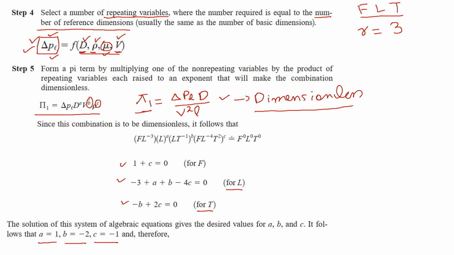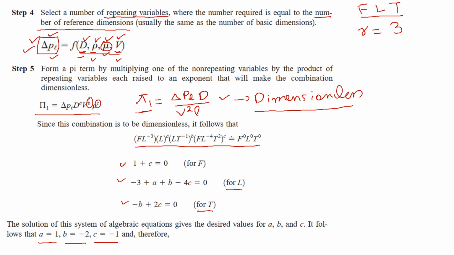We also need to find another pi term, and we will repeat the same procedure for finding pi 2. We will take our next non-repeating variable, and the next non-repeating variable is our viscosity, and we will multiply it with our repeating variables, that is our diameter, density, and velocity. And then we will do the same procedure for that. We will write in dimensions form, and we will equate that to a non-dimensional entity, and then we will find our values for a, b, c, and also arrange pi 2 in a dimensionless form.